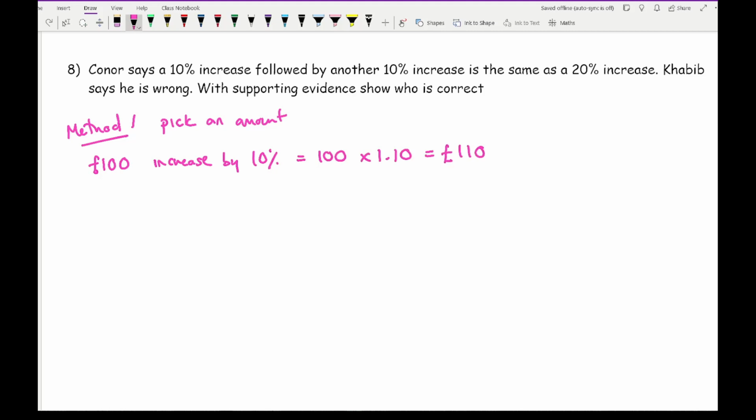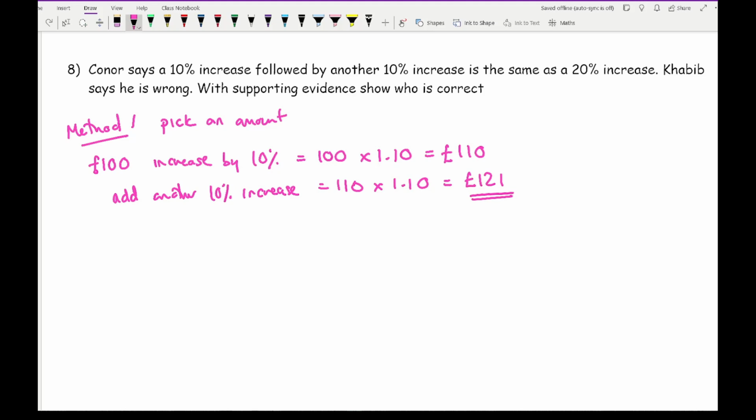So then what we're going to do is increase this by another 10%. Now the new amount is 110. Multiply that by 1.10 and we get an answer of £121. So that's our final amount.